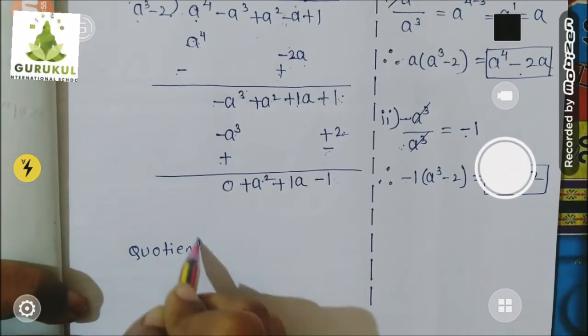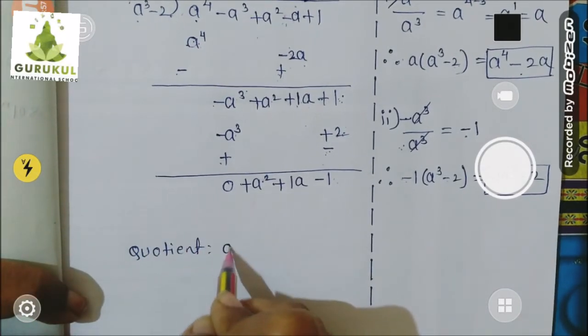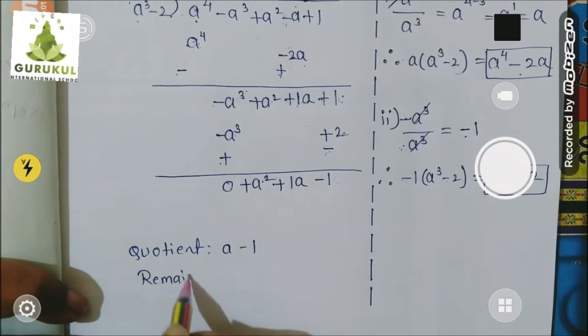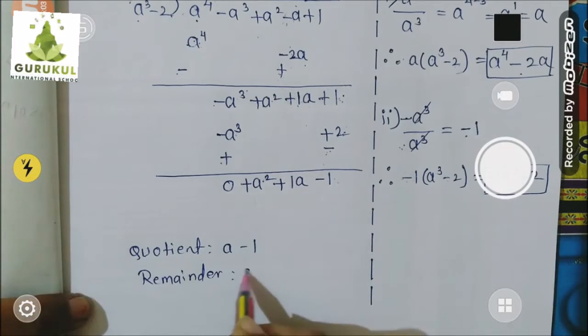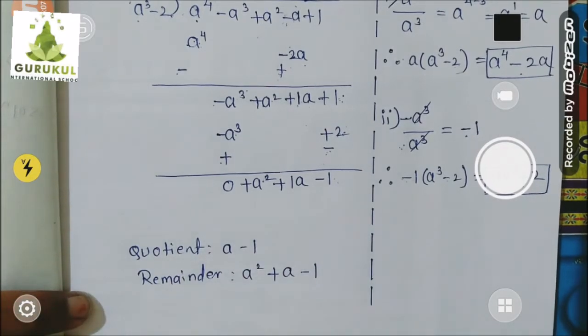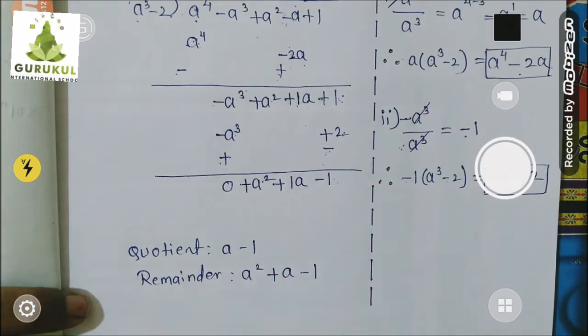So finally, what is the quotient? Quotient is a minus 1. And what is the remainder? Remainder is a square plus 1a means only a minus 1. Okay. I hope you understood, children. Thank you.